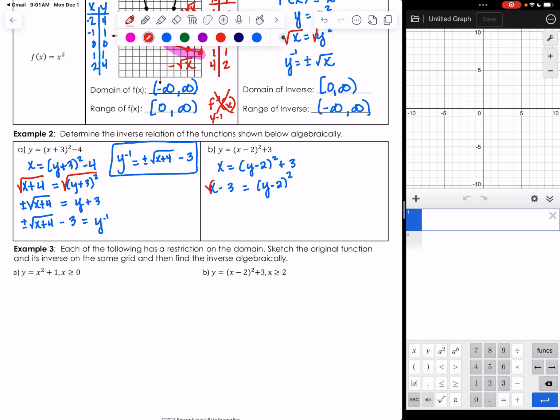Now I'm going to take the square root of both sides to give me plus or minus square root x minus 3 is equal to y minus 2. And last but not least, I'm going to add 2 to both sides. So plus or minus square root of x minus 3 plus 2 is equal to y. So my final answer, the inverse of y is equal to plus or minus square root x minus 3 plus 2.